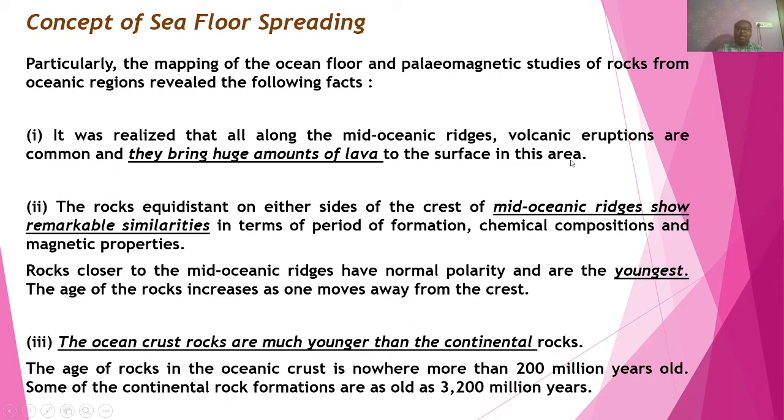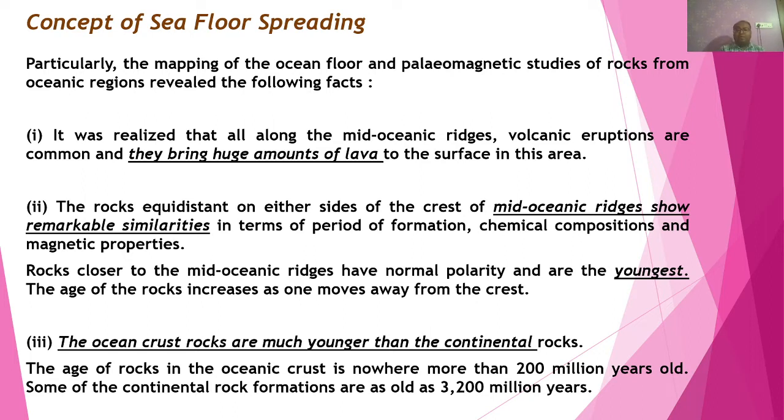That means in these mid-oceanic ridges, volcanic eruptions used to take place. We have studied the concept of the Pacific Ring of Fire, so please revisit the video in part 1. They bring a huge amount of lava. Hawaii is an example, because Hawaii island falls under the Pacific Ring of Fire, and each and every day the Hawaiian island used to recreate itself.